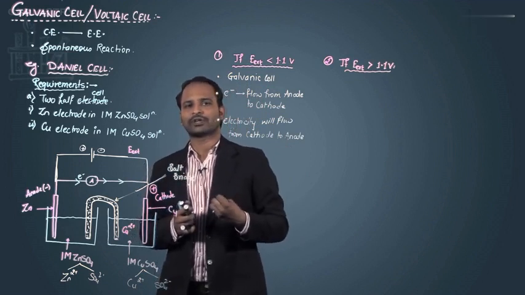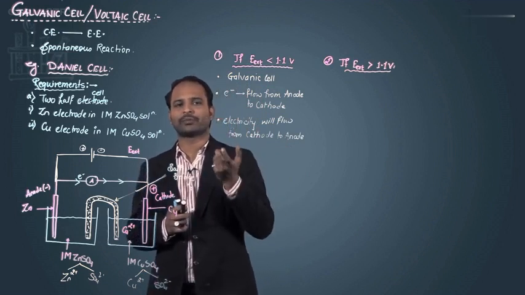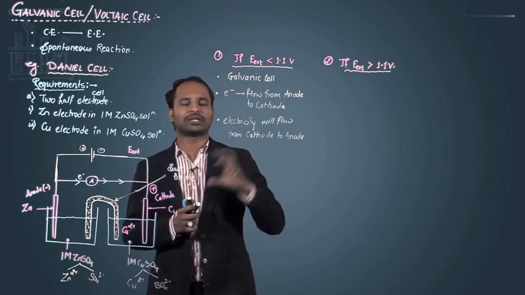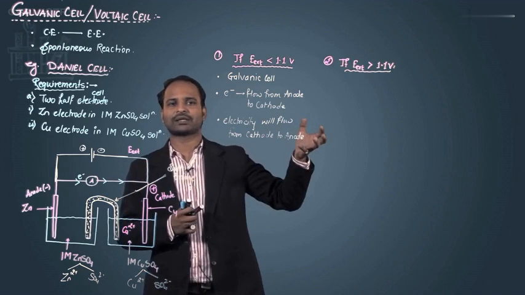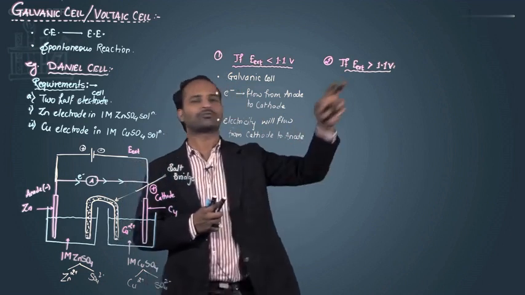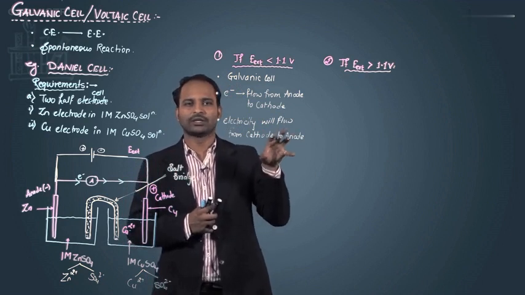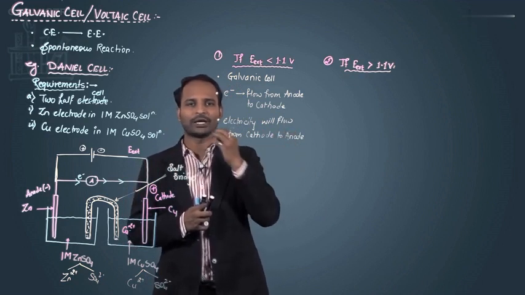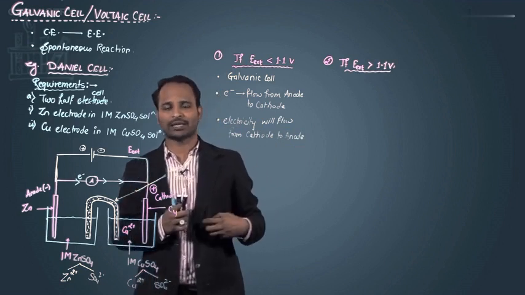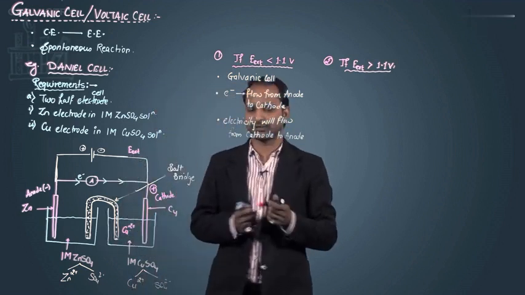For example, suppose a mobile battery is connected to an external source, that is, an electrical socket. The electricity inside that electrical socket is at more than 1.1 volt, or more than the potential of that mobile battery. So in that case, the battery starts acting as an electrolytic cell. In an electrolytic cell, exactly the opposite thing will happen.